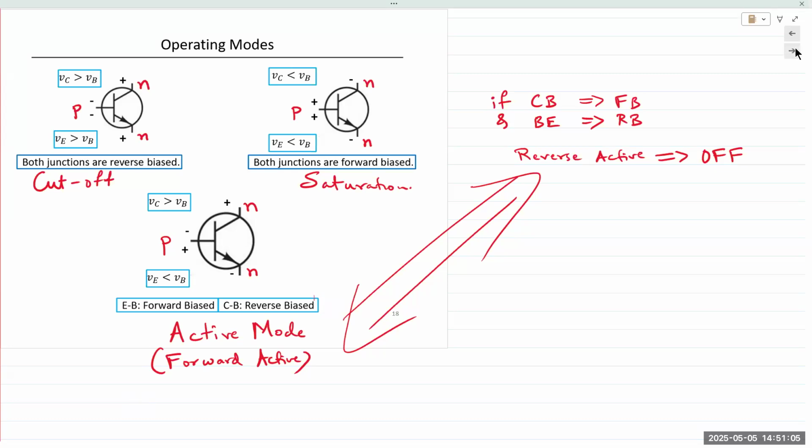The reverse active mode is not studied, but it's just something that students must be familiar with. If you're working in a lab, your circuit's connected correctly and it's not working, well, the reason it's not working might possibly be that the terminals are flipped.